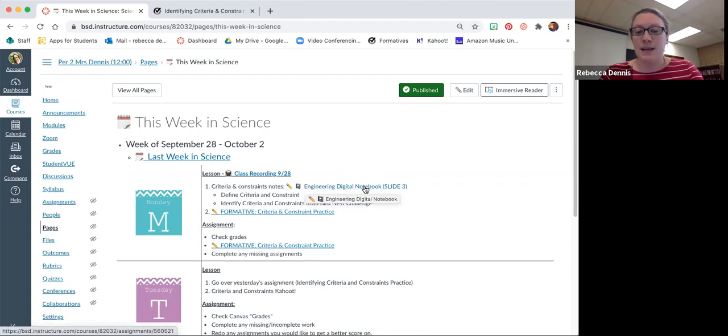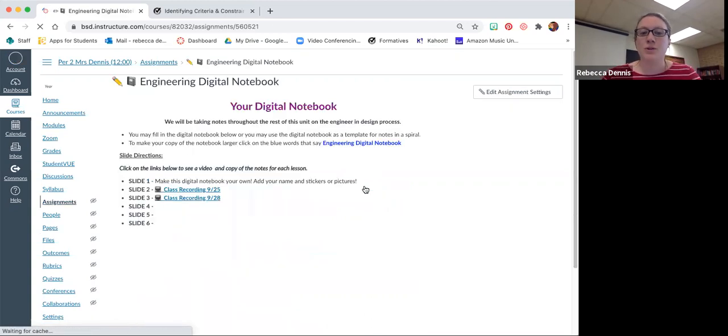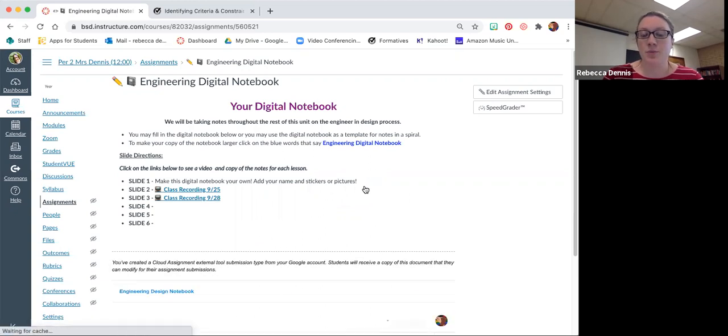assignments and activities, and I'm going to click on Engineering Digital Notebook. And I wanted to show you something that I've updated. So here's a little description of what the digital notebook is. It kind of gives you some hints that if you decide that you want to use a spiral, that's okay too. Reminding you to click on the big blue words in order to make your journal bigger.